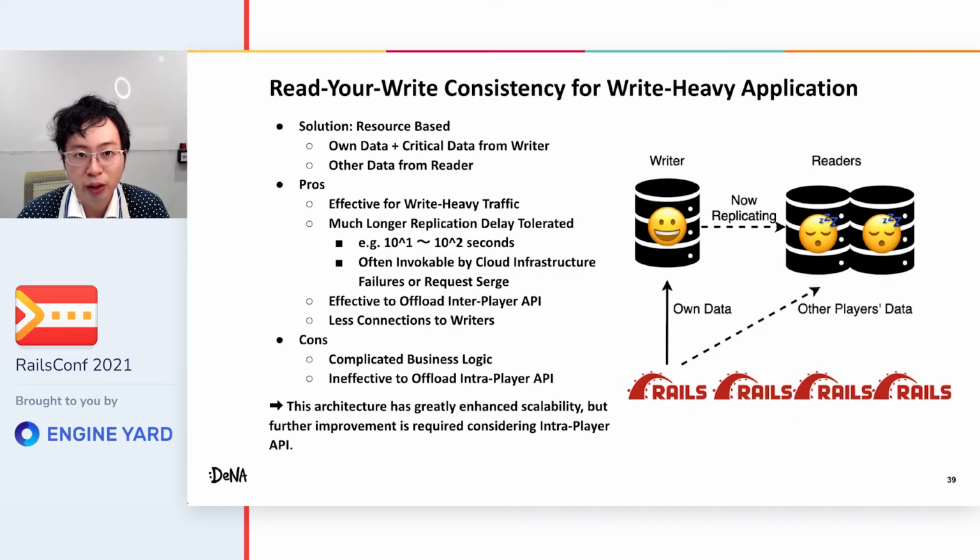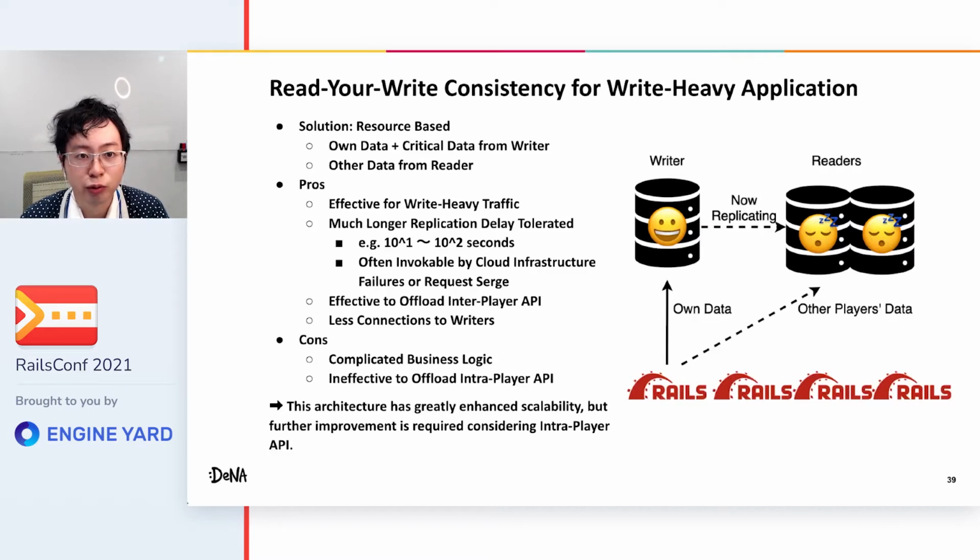This slide explains the read-your-write consistency for write-heavy applications. The solution is a resource-based strategy. Players' own data and critical data are fetched from the writer, and other data are fetched from readers. One of the pros of this architecture is the effectiveness for write-heavy traffic. Also, a much longer replication delay is tolerated, say tens or hundreds of seconds.